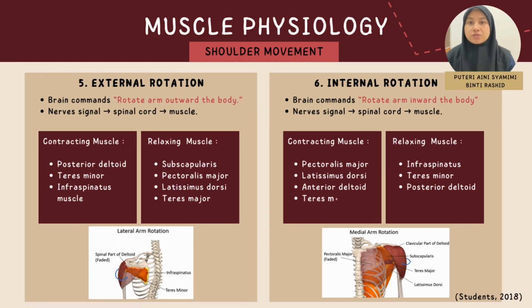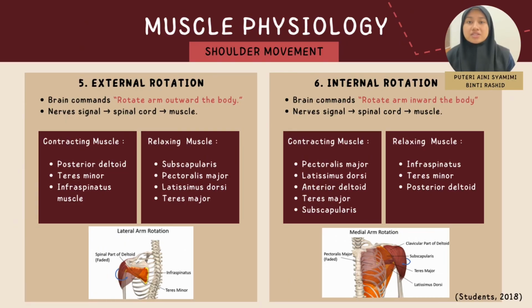The nerve signal from the brain reaches the spinal cord and then the shoulder muscle. The contracting muscles involved are posterior deltoid, teres minor, and infraspinatus, whereas the relaxing muscles are subscapularis, pectoralis major, latissimus dorsi, and teres major. Next, the sixth movement is internal rotation, which is the opposite of external rotation. It involves rotating the upper arm inward toward the center of the body.